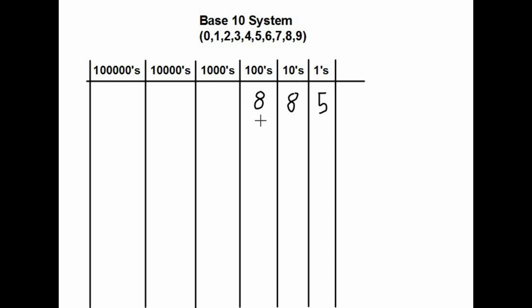This digit here has a face value of 8 and a place value of 100. Therefore its actual value is 8 into 100, which will give us 800. This digit has a face value of 8 and a place value of 10. Therefore it will give us a total of 80. And this digit has a face value of 5 and a place value of 1. Therefore its actual value is 5.